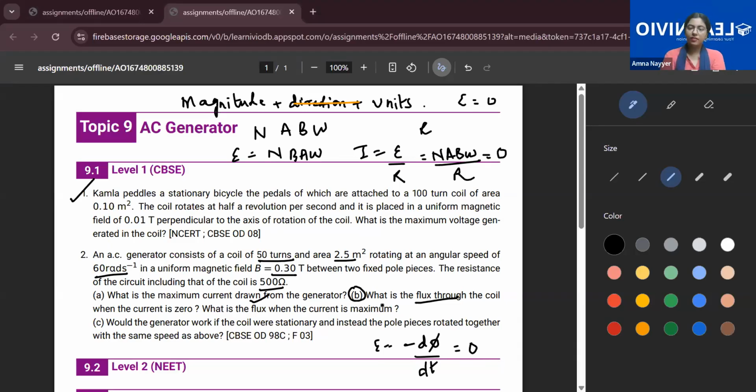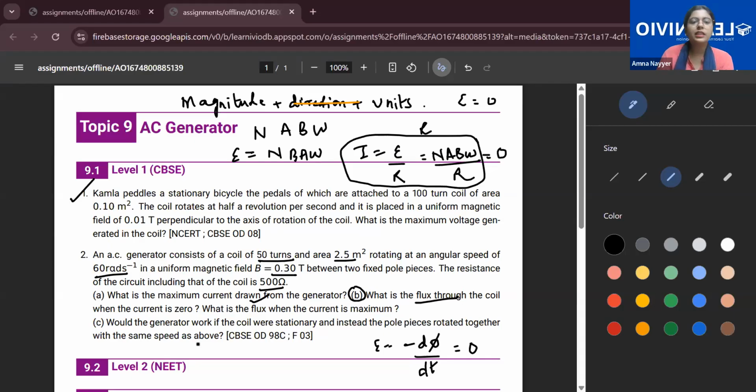So when it says what's the maximum flux, the second part says when the current is maximum. Current is maximum is the case that you've calculated in the first part. Did they mention the time? Number of turns, area, magnetic field, resistance, omega. No, time isn't mentioned. So it says what is the flux when the current is maximum? See, when the current is maximum, that means your EMF is what? NBA omega. Isn't it?